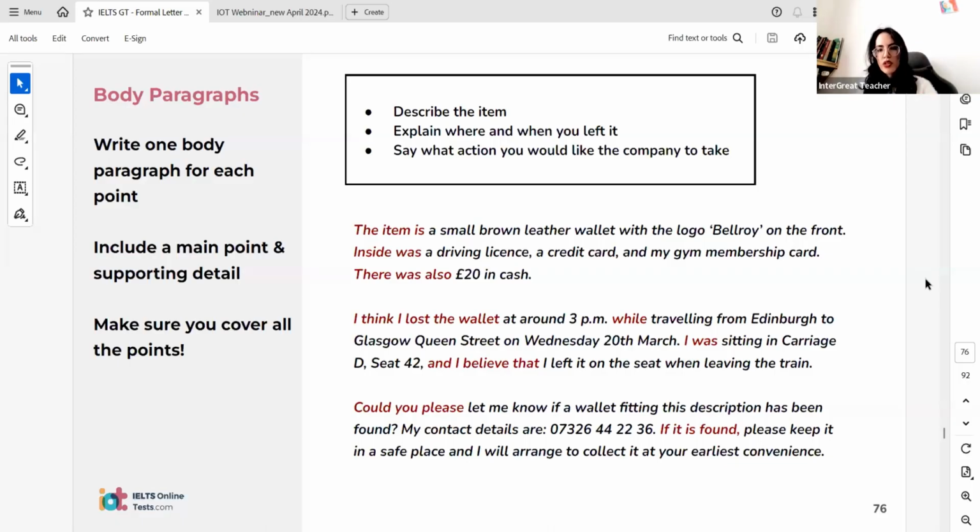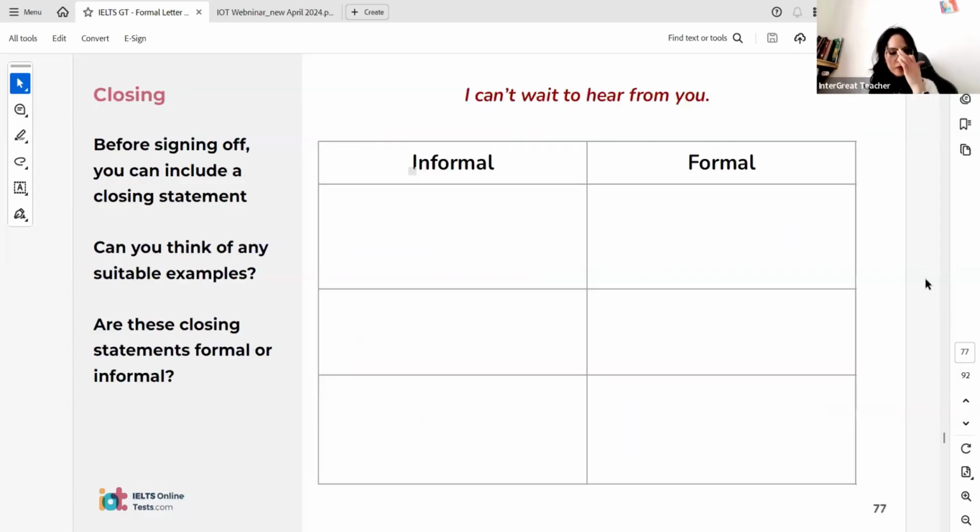Now, third bullet point, what action I would like the company to take? Could you please, I'm making a request. Let me know if a wallet fitting this description has been found. My contact details are blah, blah. If it is found, please keep it in a safe place and I will arrange to collect it at your earliest convenience. All the details are thought by myself, right? The question did not give me anything. So this is my main part of the body.